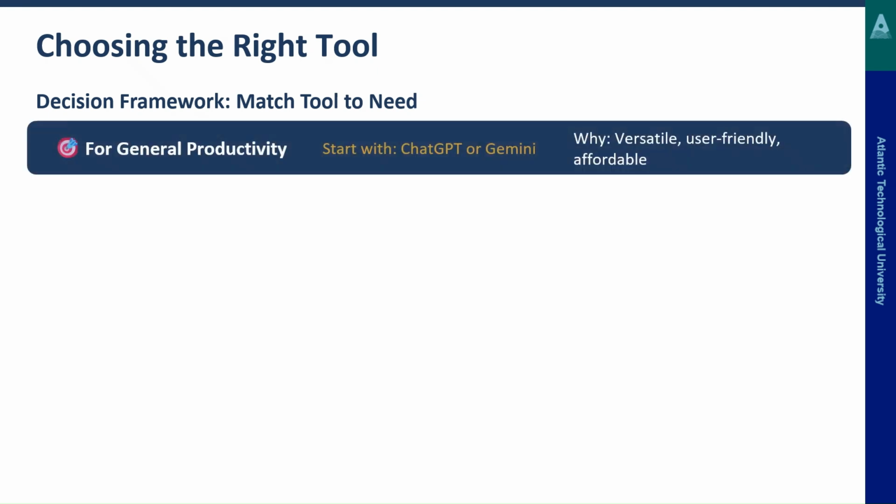So for general productivity, what I'd say is start with ChatGPT or Gemini, or even Claude as well. They're quite versatile, user-friendly, and affordable. Even ChatGPT with the Pro version is like $20 a month, which is around €18, I think. And Gemini, you can get that with your Google subscription. They do introductory promotions where you can get it for like $5 a month, but I think it only works out at like $7 a month or something like that. So they are quite affordable, and you can also play around with the free versions.